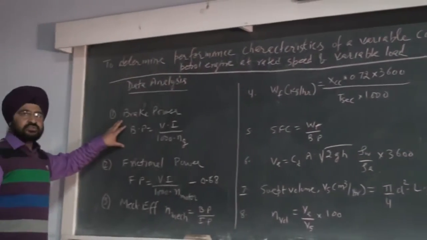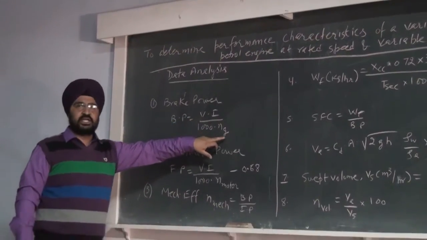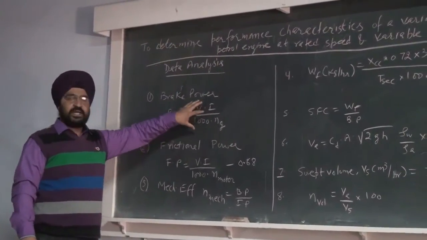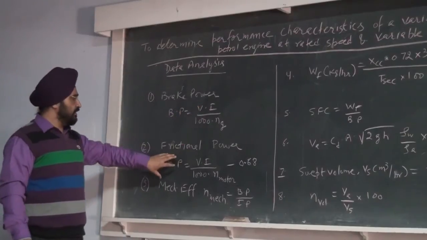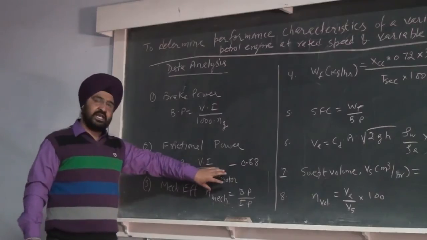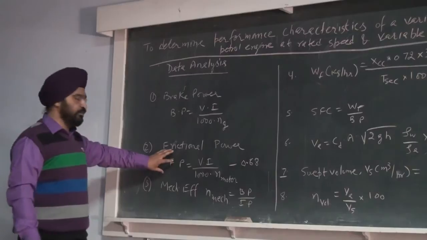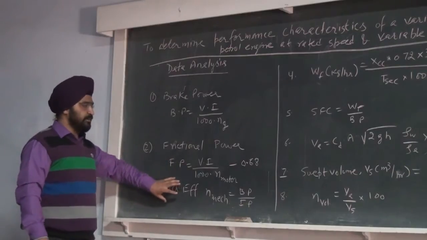So we will see brake power: voltage into the current divided by 1000, and generator efficiency, so brake power is calculated. Then correspondingly frictional power is calculated, with VI over the efficiency of the motor, which is given to you as 0.8, so that gives the frictional power. Then mechanical efficiency.